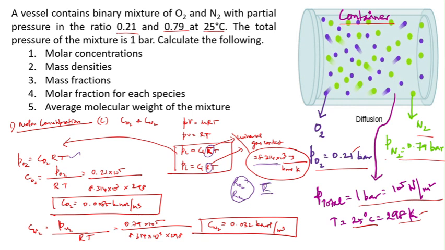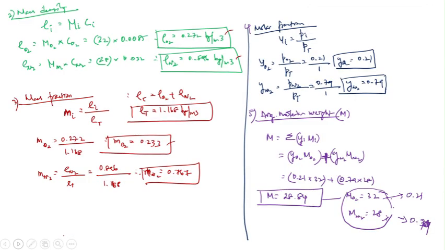Then from that you are going to find the molar concentration. From that molar concentration you have to find the density with the help of molecular weight. After that you have the mass fraction and mole fraction. Mass fraction is related to density ratios, and mole fraction is related to pressure ratios. Then finally you are going to find the average molecular weight. Okay, thank you.